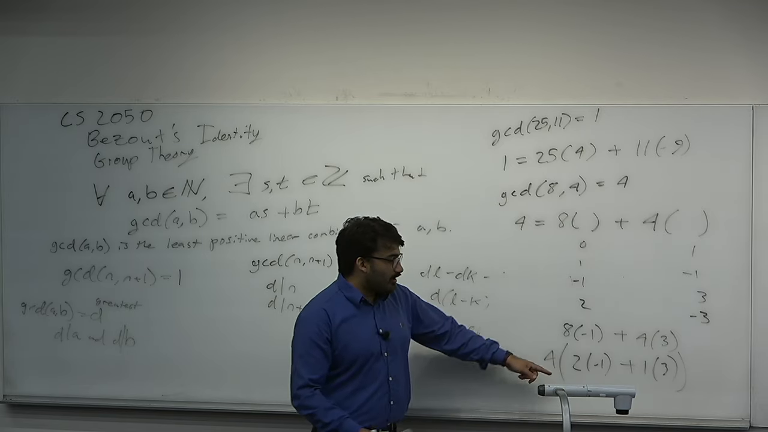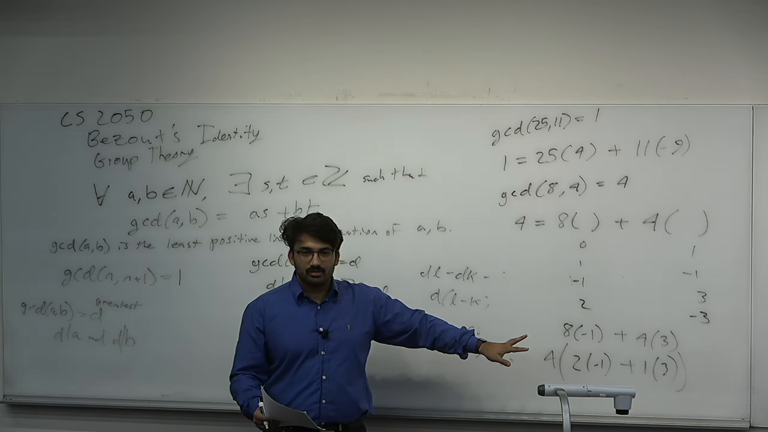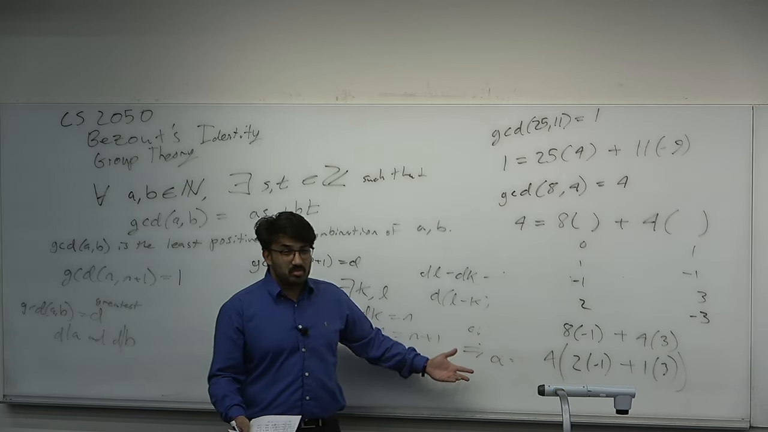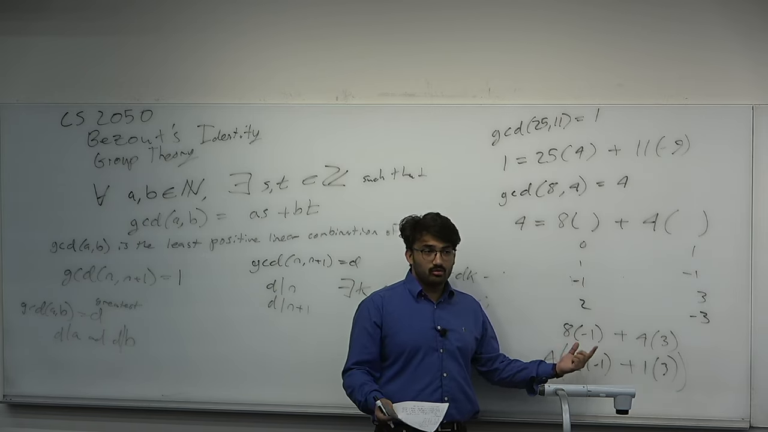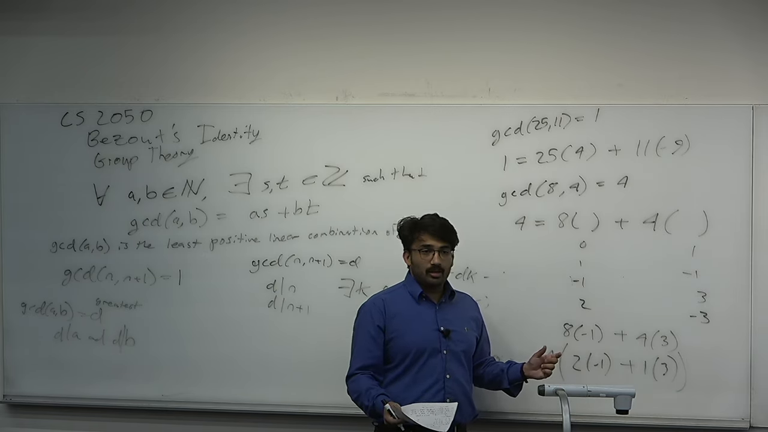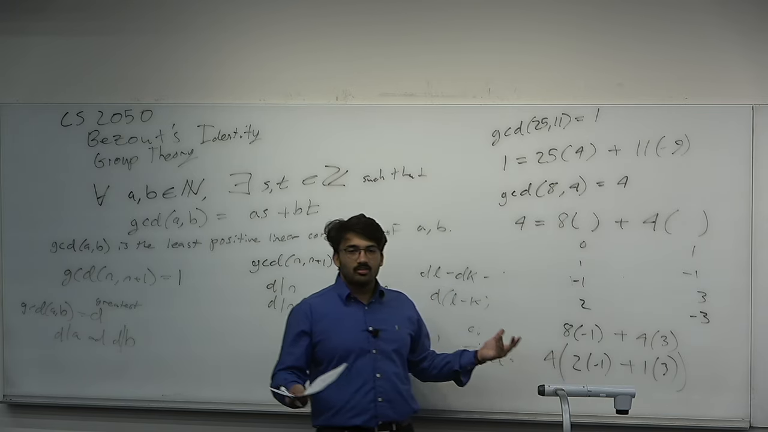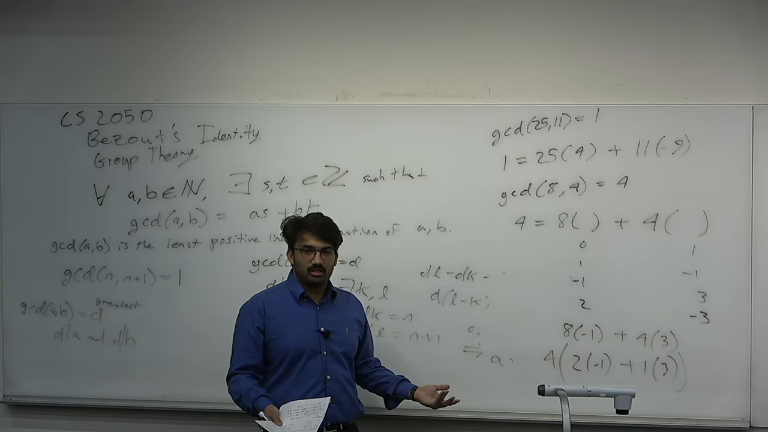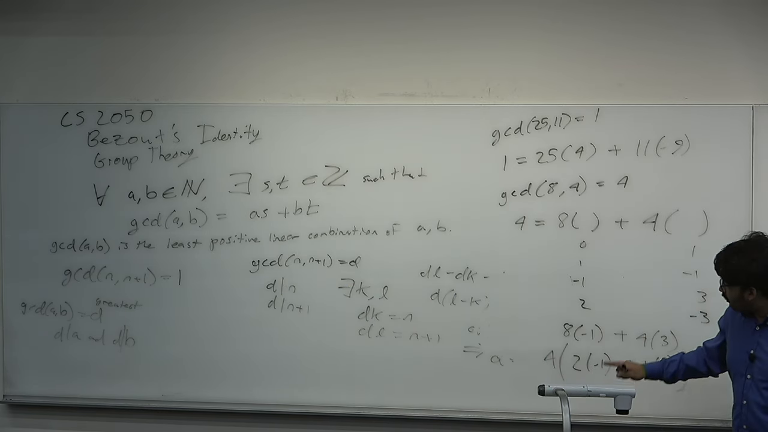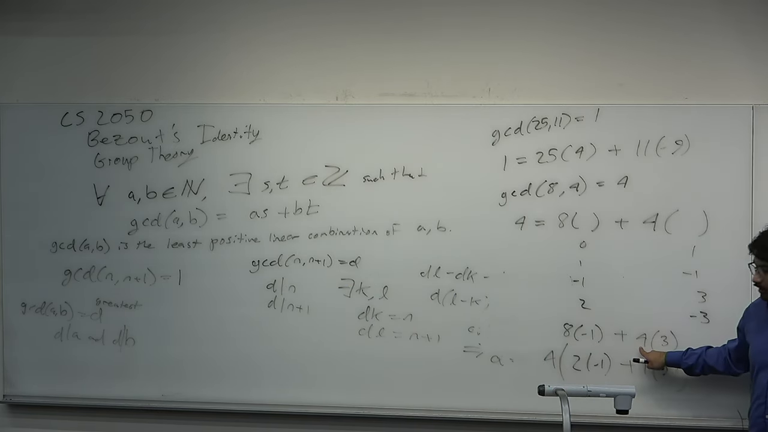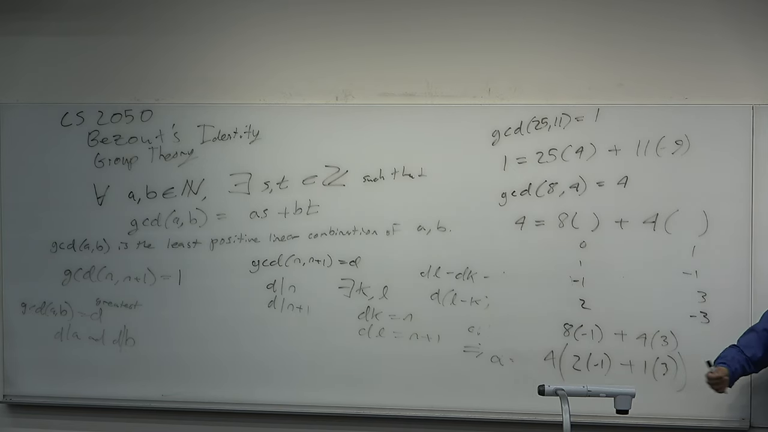So in fact, if any linear combination of two natural numbers is positive, the smallest such number it can be must be the GCD. Right? Let's prove it, for example. For example, no linear combination of 8 and 4 can be an odd number, first of all, right? If you're working with evens, the combinations of evens and evens is just evens, right?